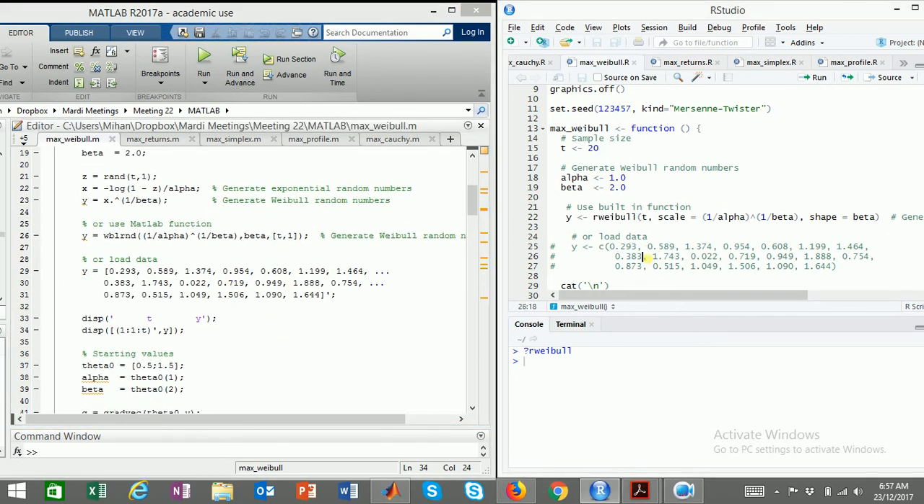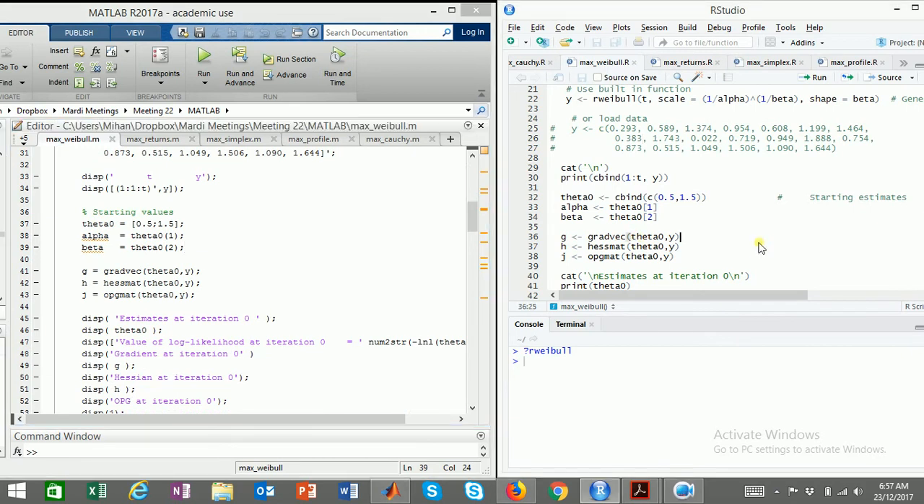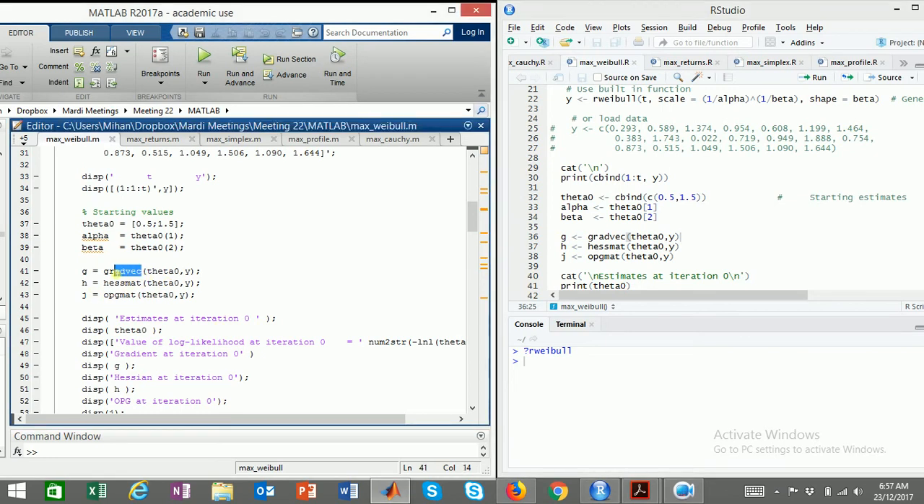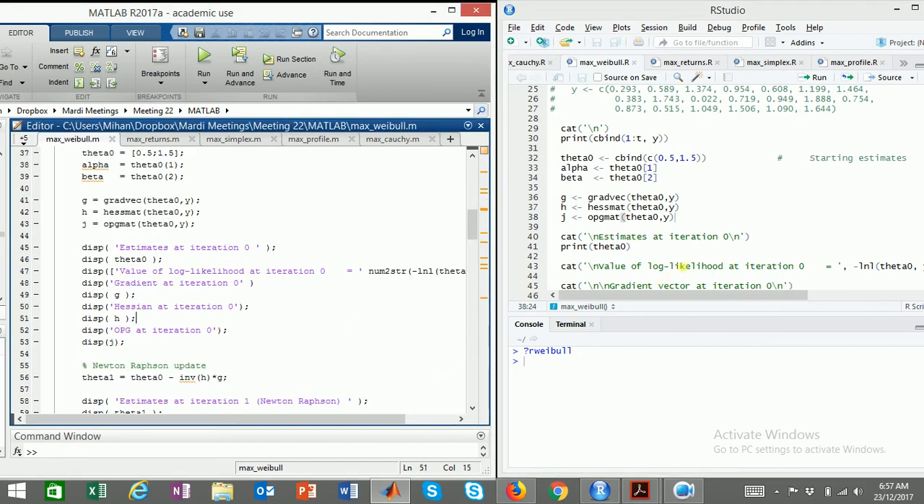Then comes the starting values, theta naught, which is column bind of 0.5, 1.5. Alpha is the first element of theta naught, beta is the second element, which is 0.5 and 1.5. That's all, 1 to t. Then the gradient vector is theta naught, y, and the Hessian matrix is theta naught, y. Because we have already created these functions, and we say that we'll pass in theta naught, theta and y, we are calling those functions now. Very simple.